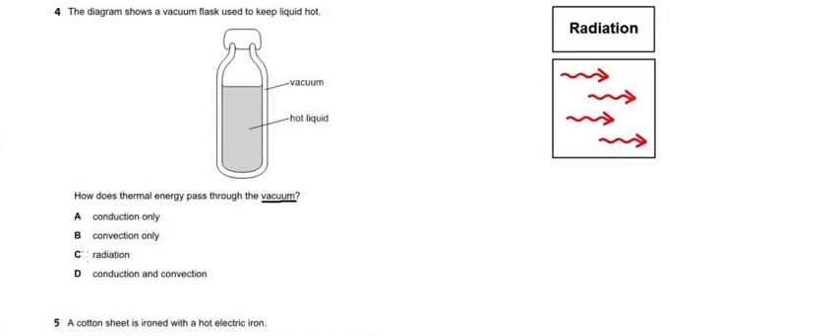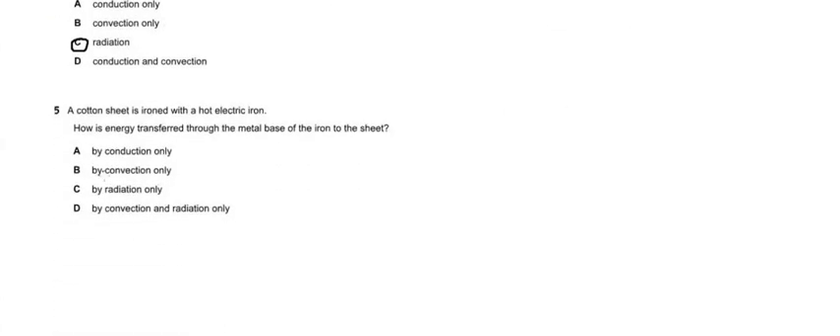Only the radiation process is possible. So option C is the only correct option. And the last question: a cotton sheet is ironed with a hot electric iron. How is the energy transferred between the metal base of the iron and the sheet?